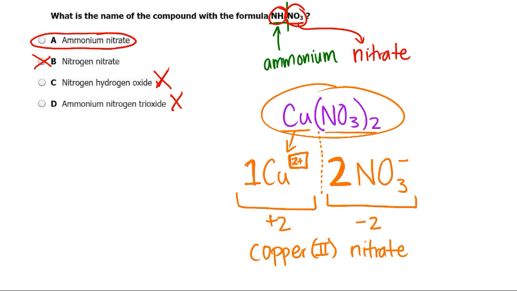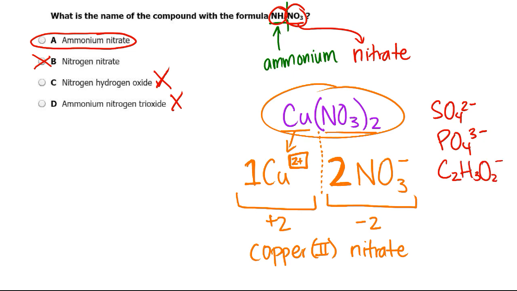A couple of other polyatomics that you have to remember. You have sulfate. I'm just going to write the formula out. SO4 2- is sulfate. Phosphate is PO4 3-. You've got acetate, you have nitrate. Acetate can be written a couple of ways: C2H3O2-. And that's the acetate ion. It's basically like vinegar minus a hydrogen atom.